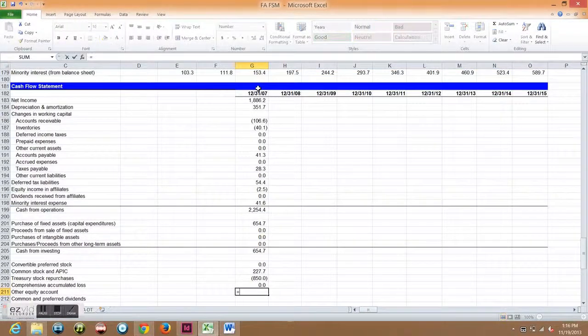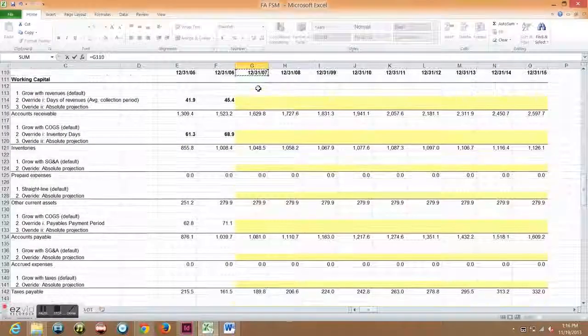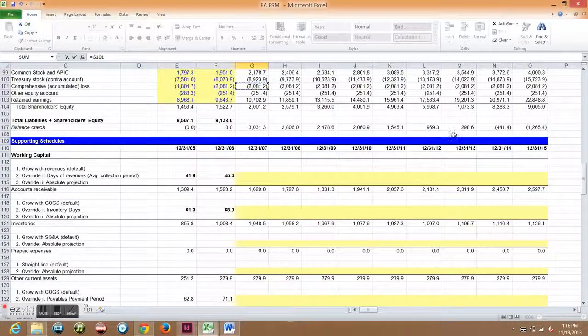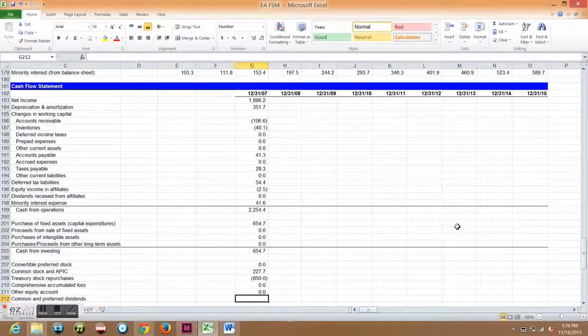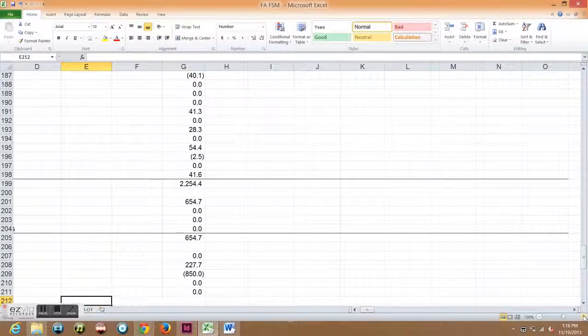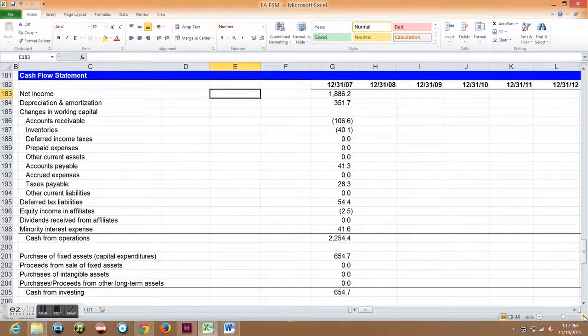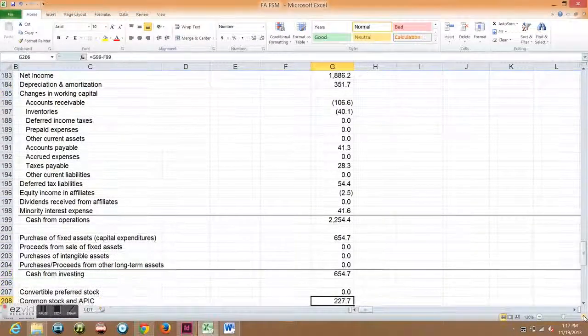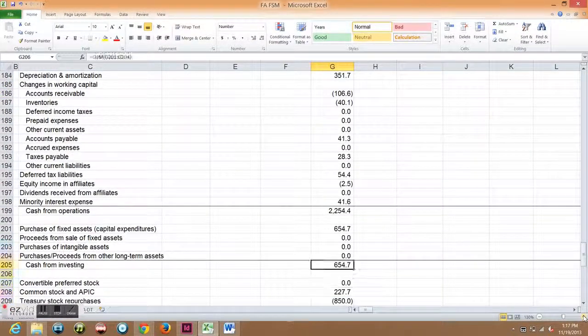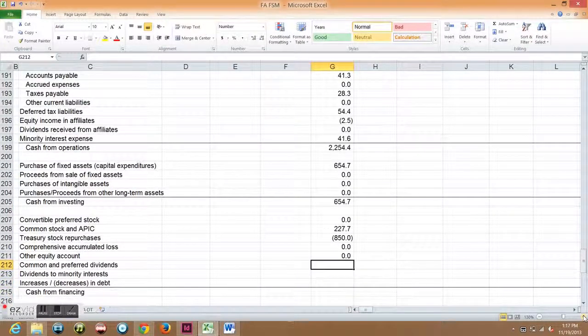There. Other equity accounts is going to be, let me just zoom in actually. So this is our operations. These are our investing. Cash will be out from investing, and this is our financing. So we're almost done with our financing part.